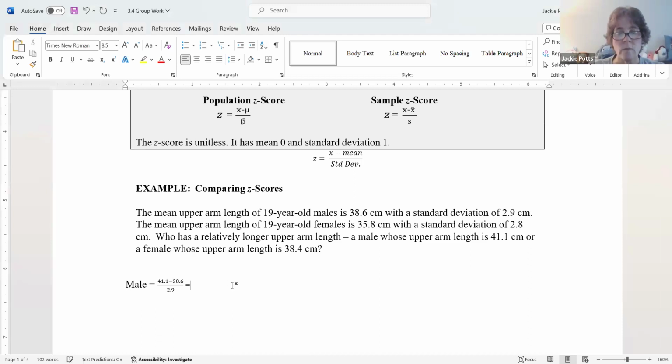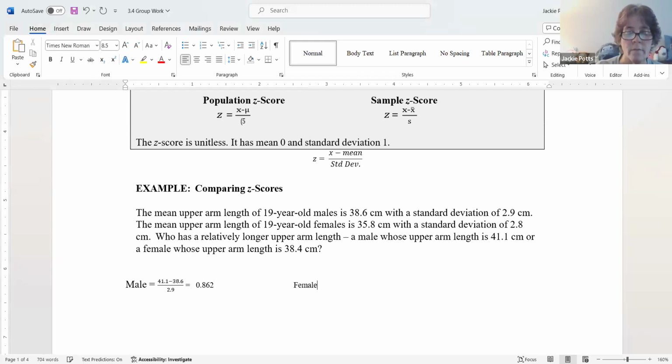All right. So handy dandy calculator time. I want 41.1 minus 38.6. I hit the equals, divide by 2.9. And my calculator is 0.8620689. So I'm going to round it to the 3. So it's 0.862. So I am 0.862 deviations. I'm not a full deviation away from the mean. A positive standard deviation means I'm above the mean. A negative deviation means I'm below the mean.